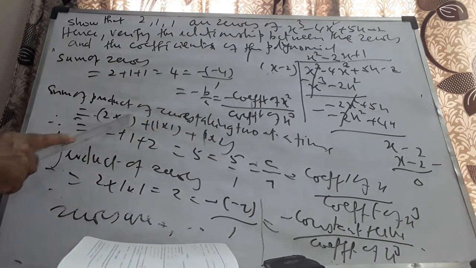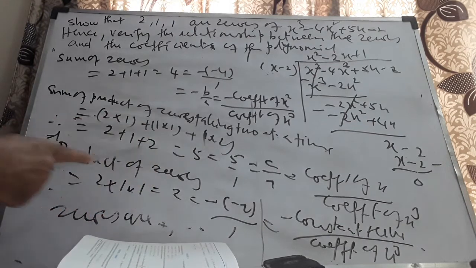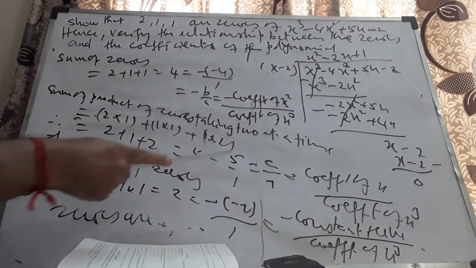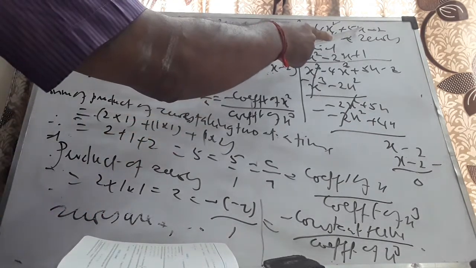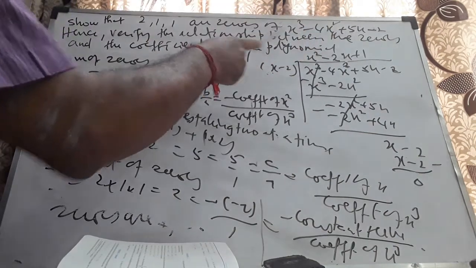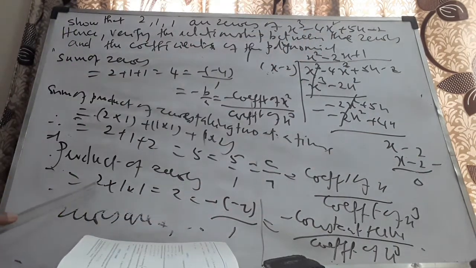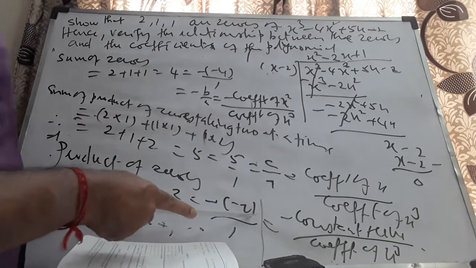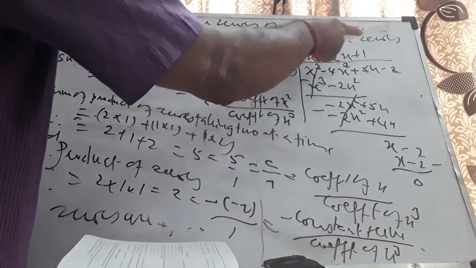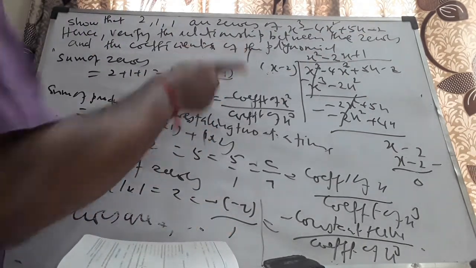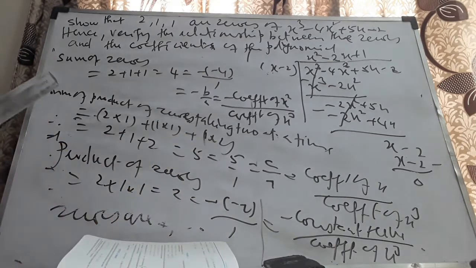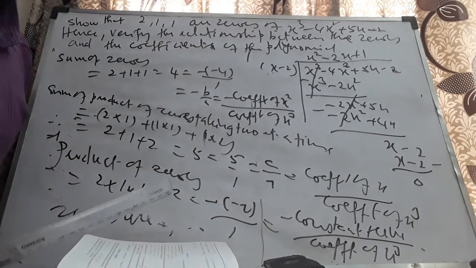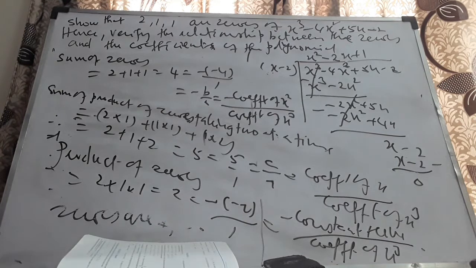Since I will be taking 2 at a time, I will take 2 and 1, I will take 1 and 1, I will take 1 and 2 again. Therefore, 2 plus 1, 3 plus 2, 5 can be written as 5 by 1. That is coefficient of x by coefficient of x cube. Then product of zeros, 2 into 1 into 1, 2 can be written as minus of minus 2 by 1. That is minus constant term by coefficient of x cube. Thus, the relationship between the zeros and the coefficients of the polynomial is verified.